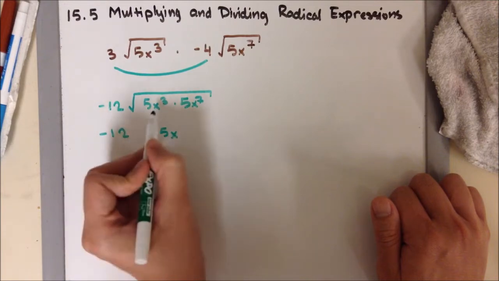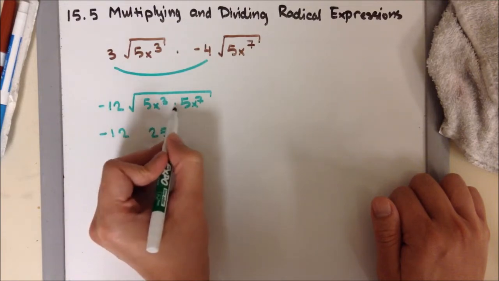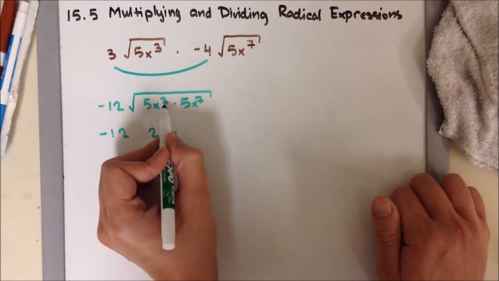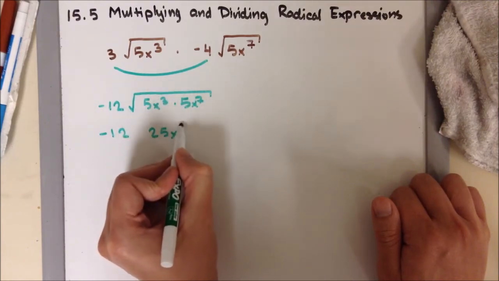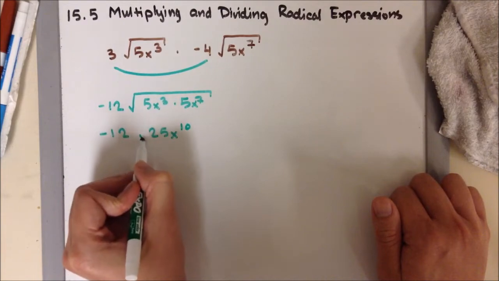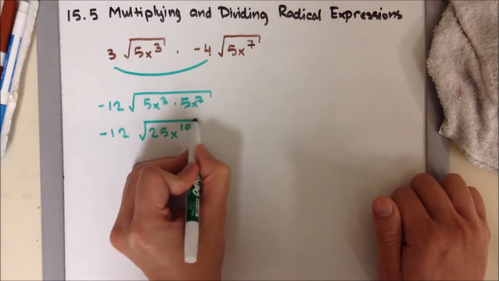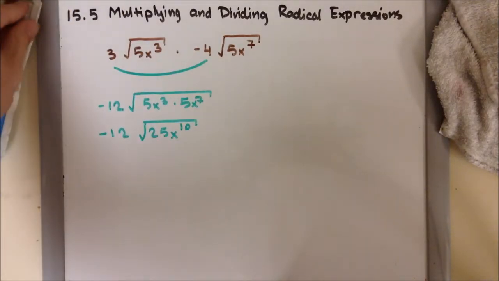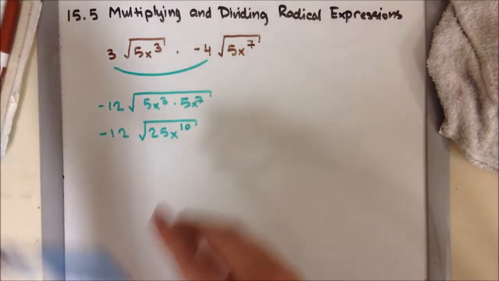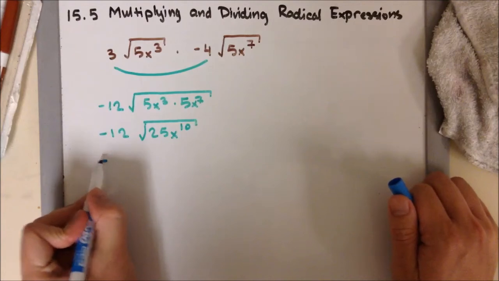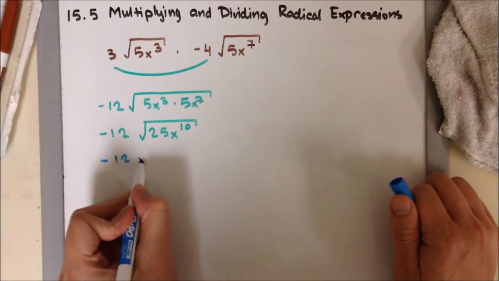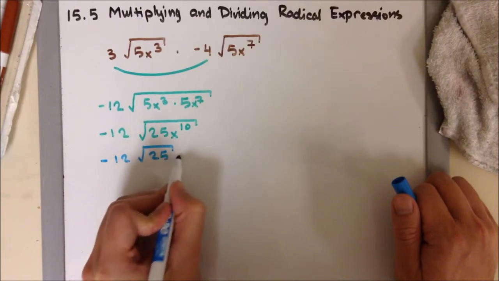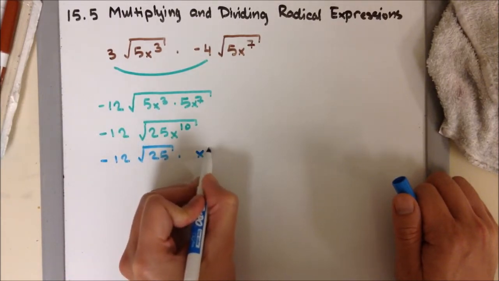I'm going to have x. Now since it's x to the third times x to the seventh, it's the same base, so I'm going to add the exponents. So 3 plus 7 will be x to the 10th power, all inside the square root. Alright, I'm going to break up the 25 and the x separately. So I'm going to have negative 12, the square root of 25, times the square root of x to the 10th.